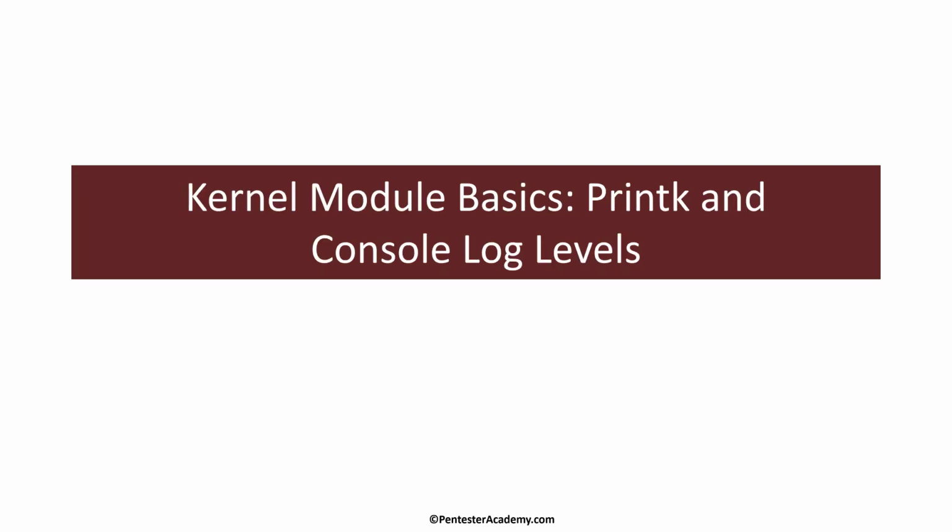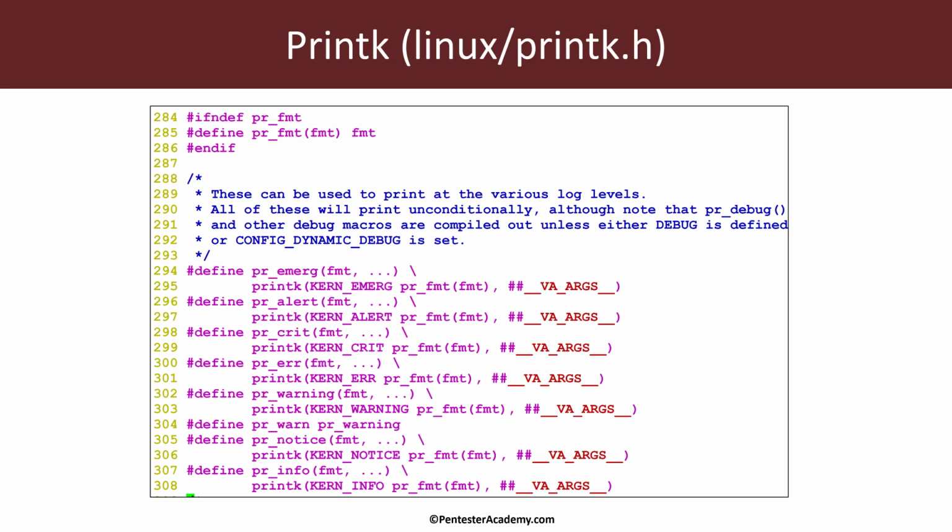Now in this video, we'll continue to look at kernel module basics and understand a little bit about the printk function and console log levels. If you've done a bit of C programming, we've all used printf to print formatted text onto the screen. Now in the kernel, printf gets replaced by something called printk, which is very similar in behavior, but it ensures that it can actually function within the kernel.